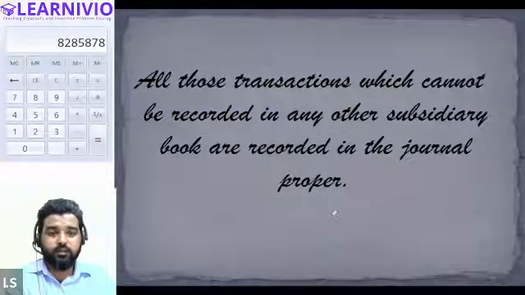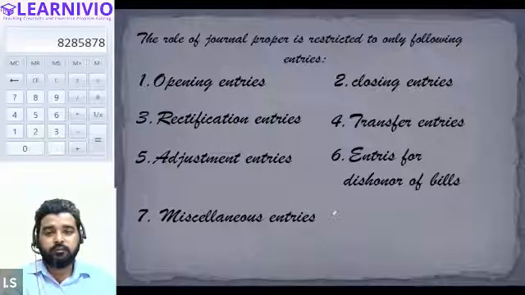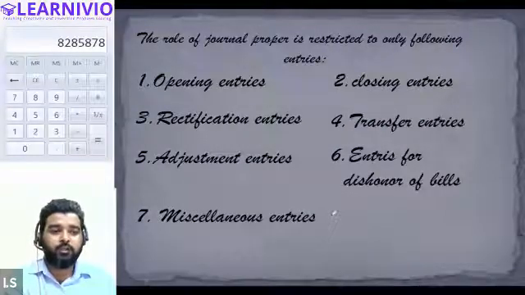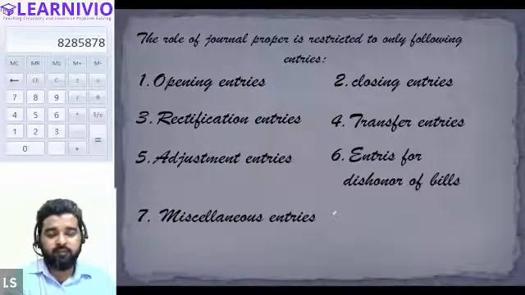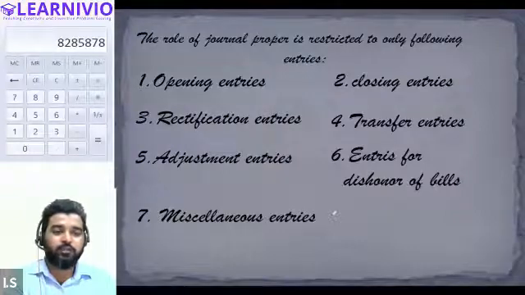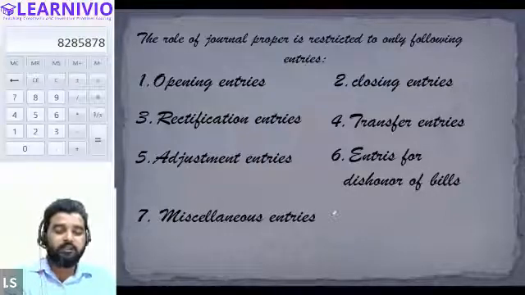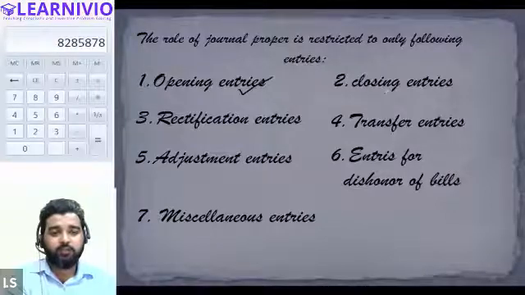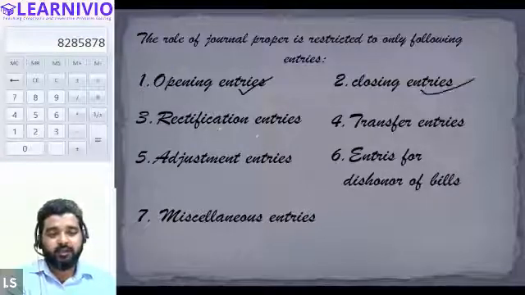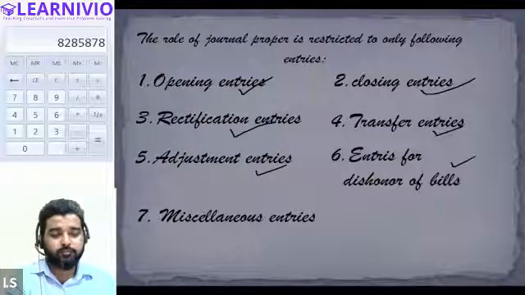Now the role of the journal proper is restricted to only the following entries. If we summarize what kind of transactions are recorded in the journal proper, primarily the following are recorded: opening entries, closing entries, rectification entries, transfer entries, adjustment entries, entries for dishonor of bills, and miscellaneous entries.